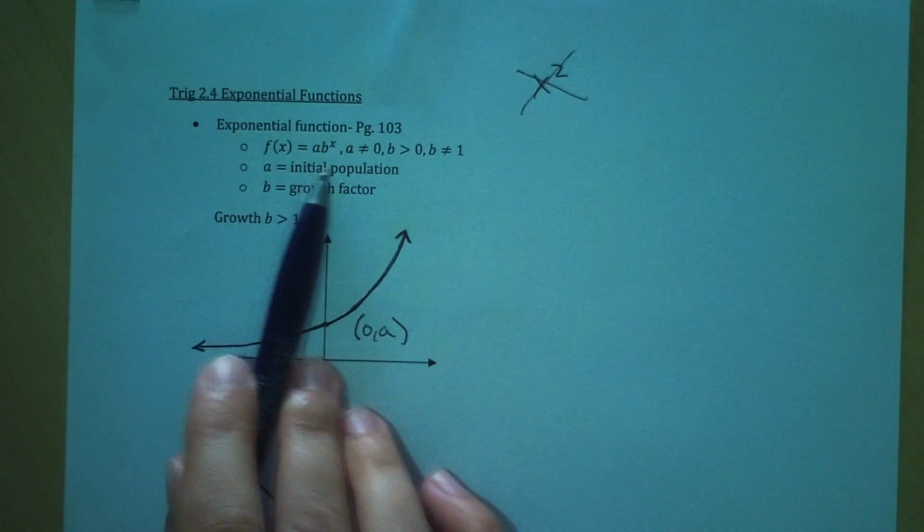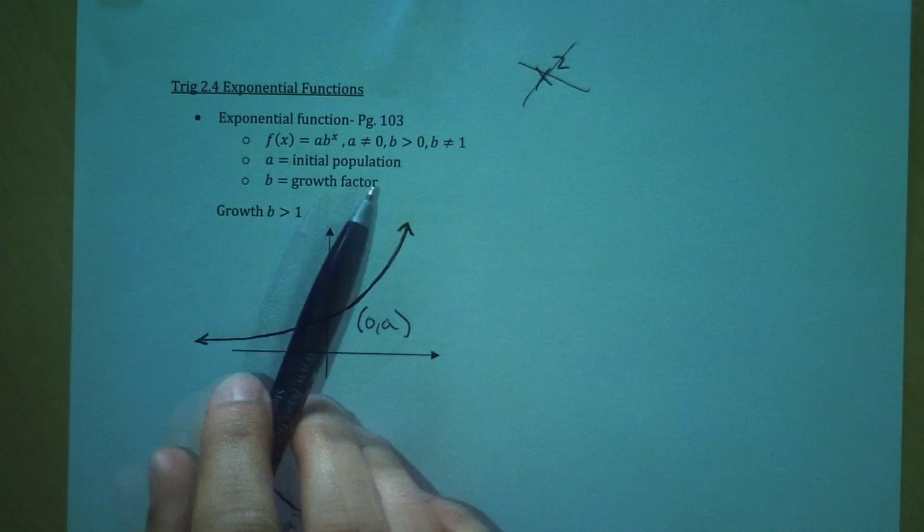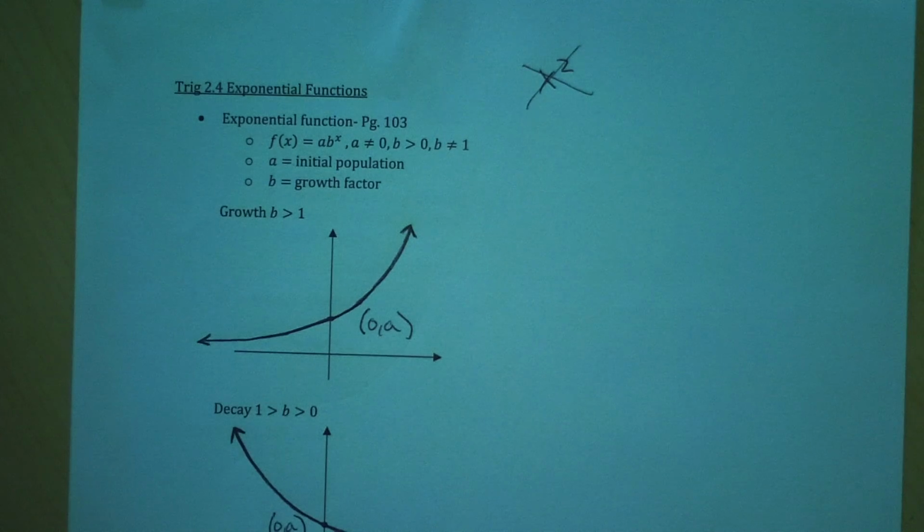It's based on multiplication instead of addition. With our linear stuff, it was always going up or down by a consistent rate, like adding or subtracting a consistent number. Here instead, we're going to be multiplying by a consistent number. So instead of add, it's multiply. So that's our general function.